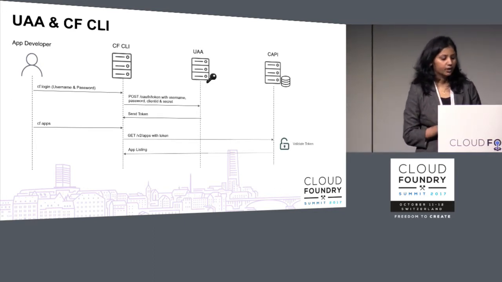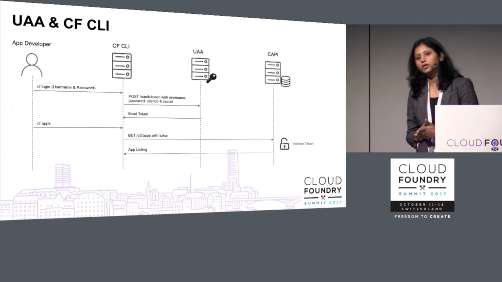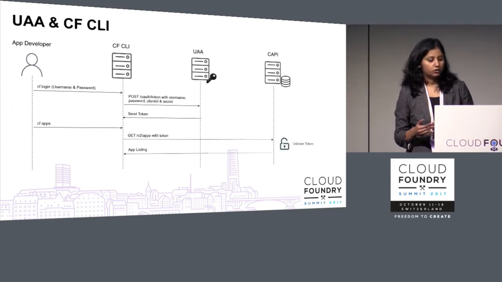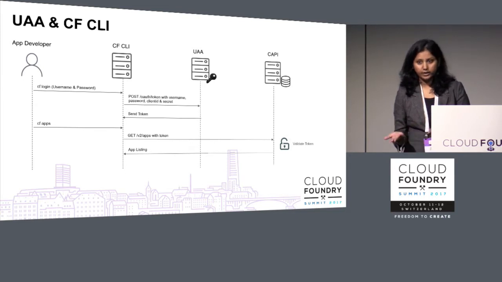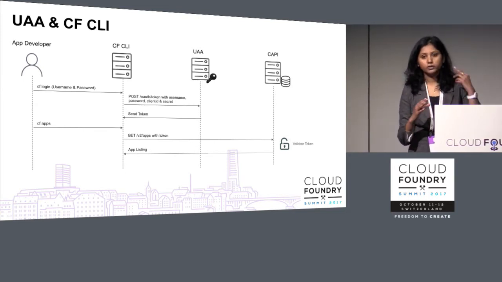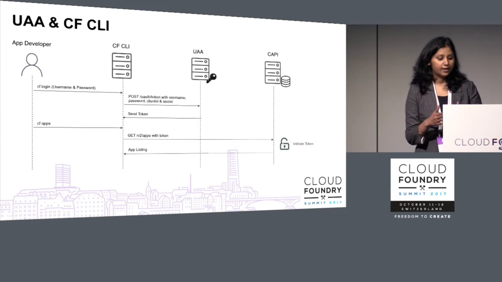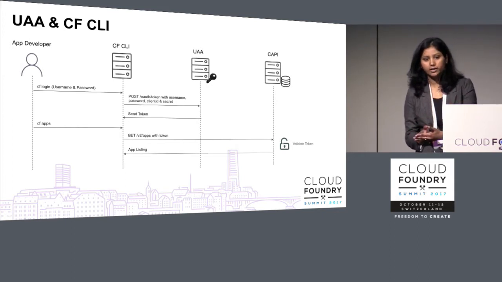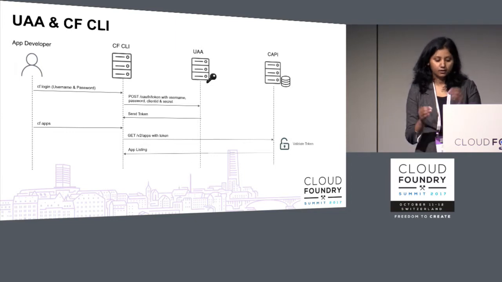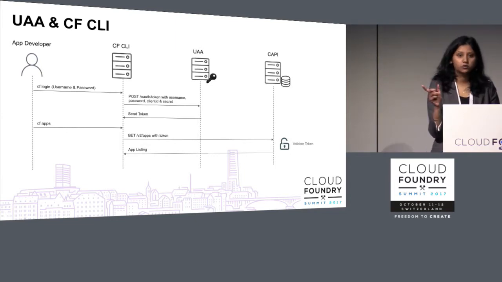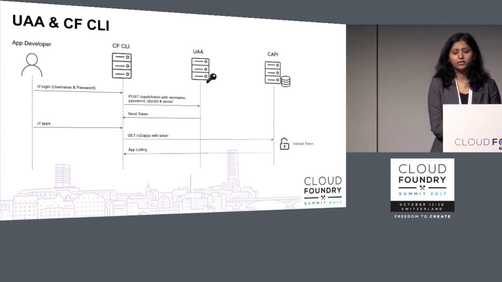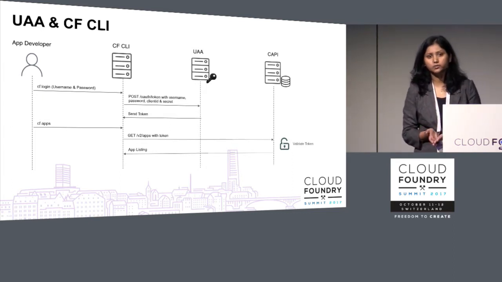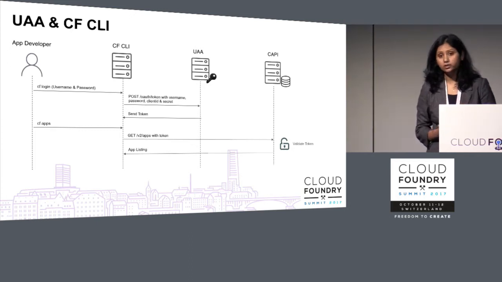So far, so good. Now, when, as an app developer, you perform an action or a command like CF apps, so that is essentially to get a list of applications, what the CFCLI does is it takes the token, makes a request to the Cloud Controller API, and it passes that token in a header. So it's referred to as an authorization header. And basically, when the Cloud Controller API receives this particular request, it validates the token.